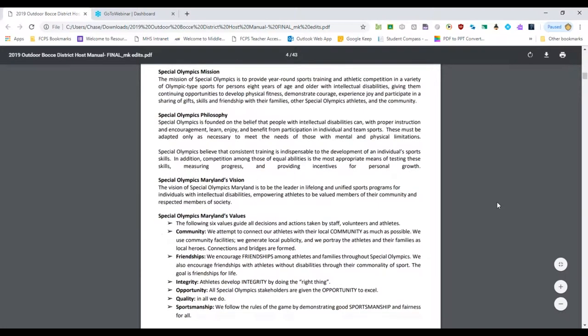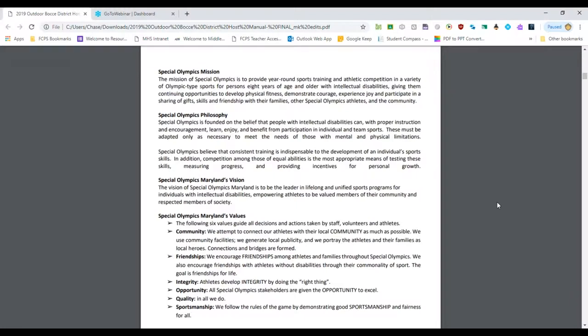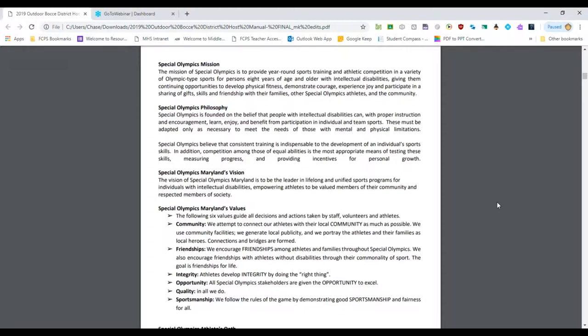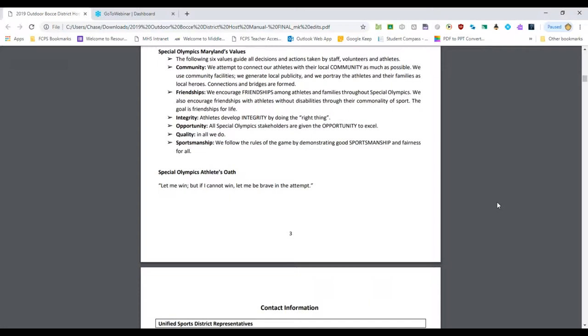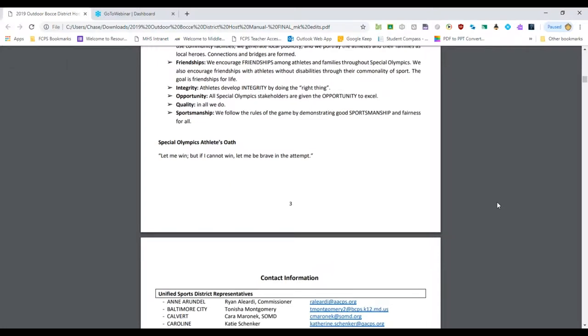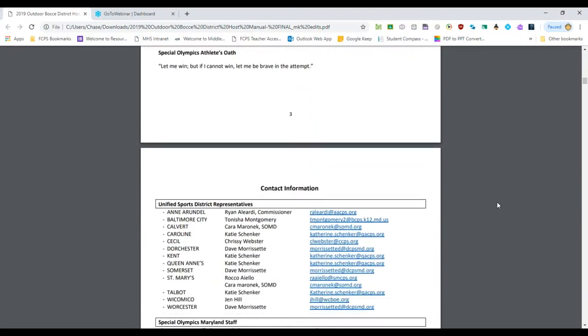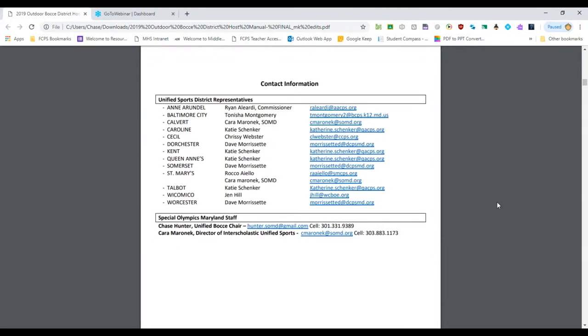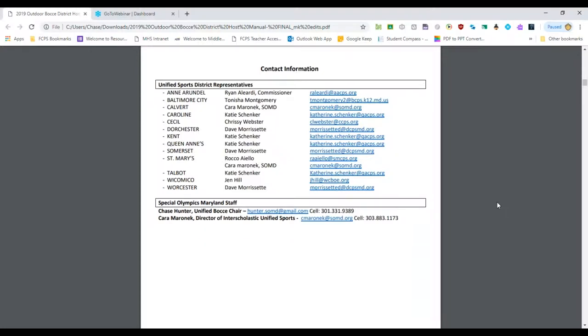Going down to our next page here, we have our Special Olympics mission and philosophy, Maryland's vision, along with the Special Olympics Maryland values. I will let you review that at your leisure. Our Special Olympics athlete oath: let me win, but if I cannot win, let me be brave in the attempt. Page 4 has our contact information. So we have our district representatives' contact emails here, and then also my contact email and phone number, and Kara's contact email and phone number are here as well.